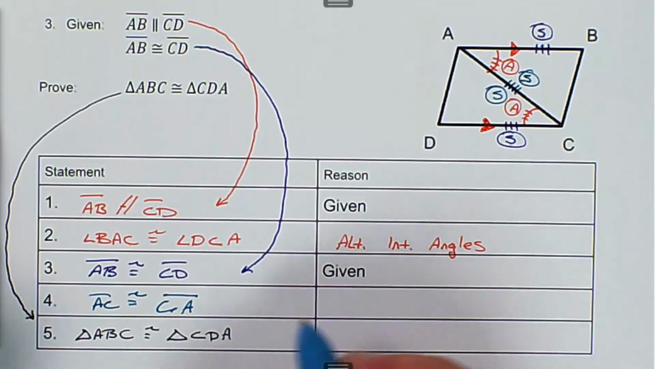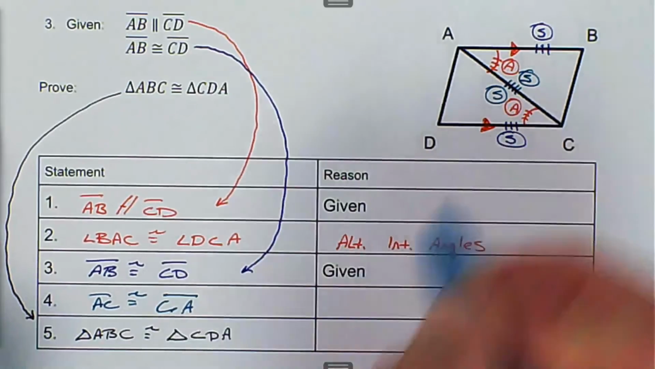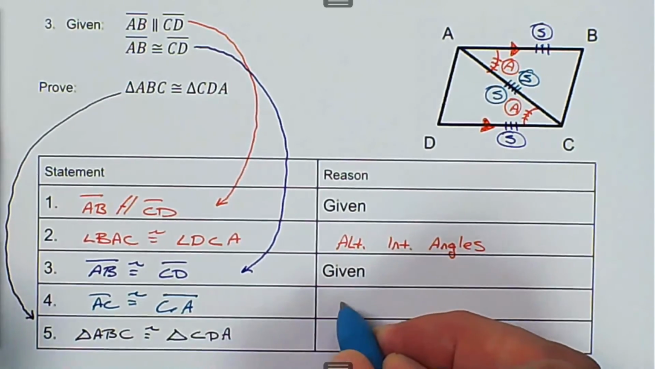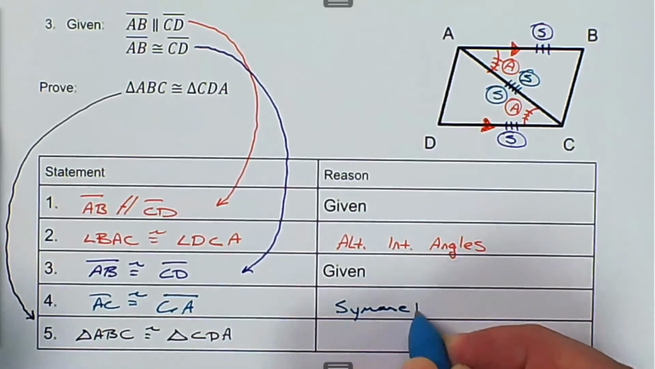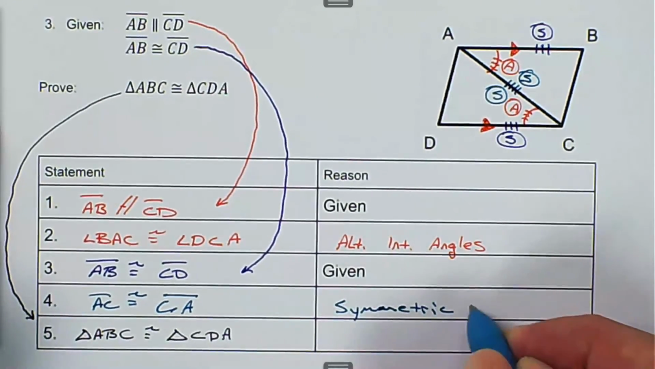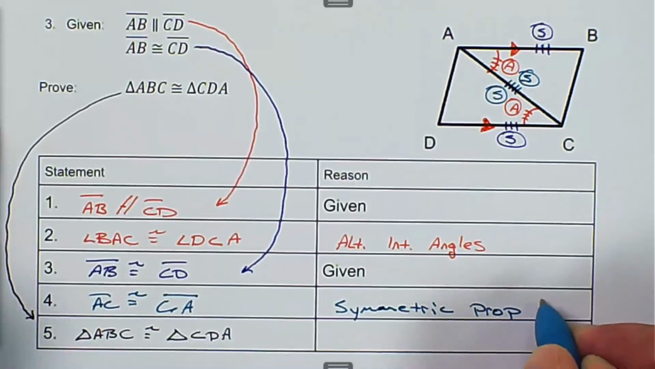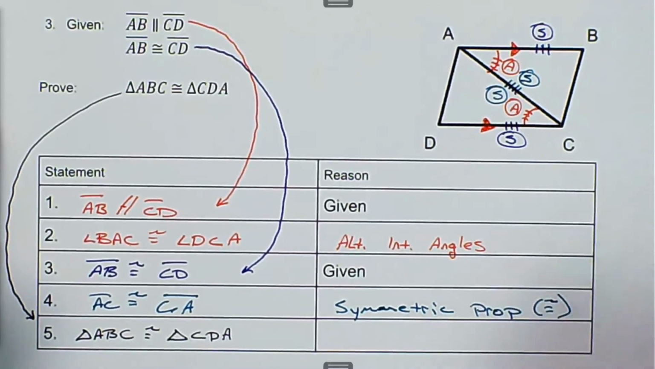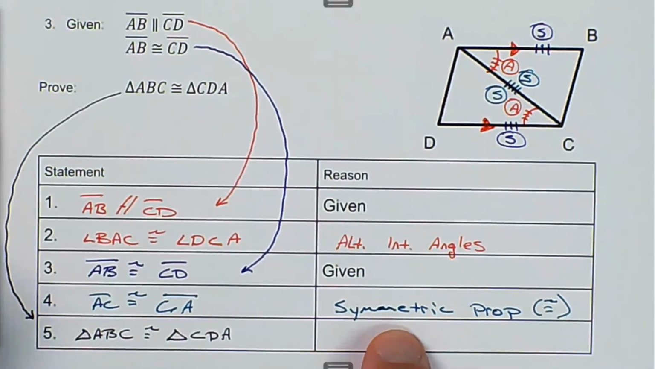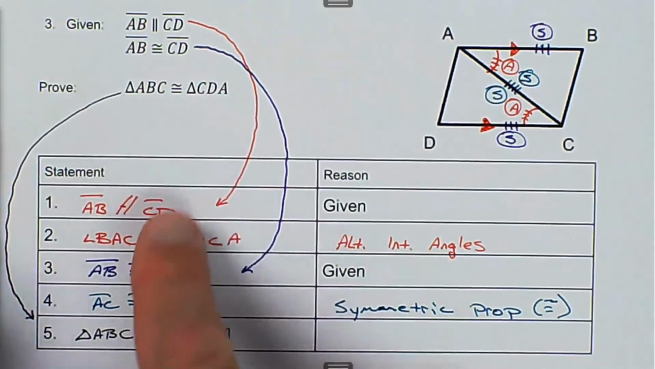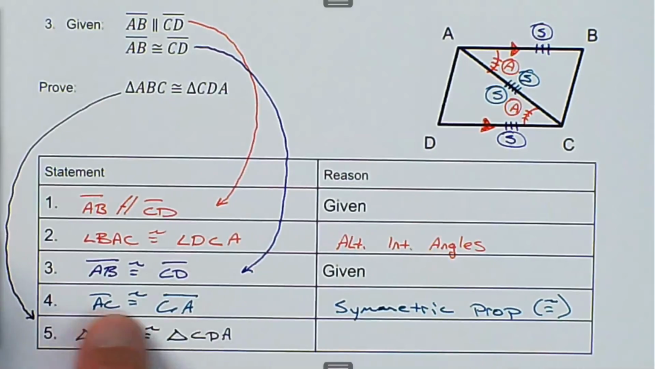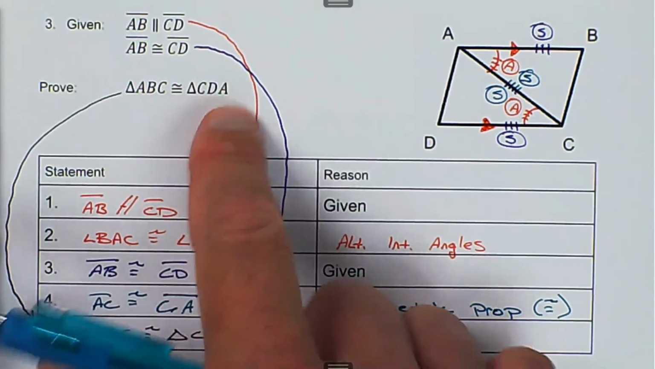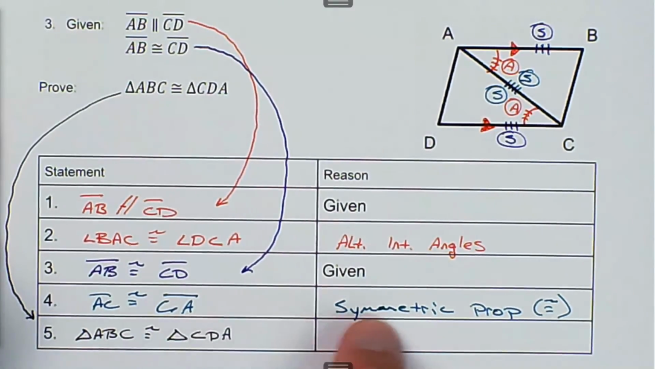So then I know that the reason that I can say that those two sides are congruent in this case is by the symmetric property of congruence. And the reason it's not reflexive is because, again, the way that I named the first one was AC, and AC corresponds to CA, so it's not written the same way. So that's why it's the symmetric property.